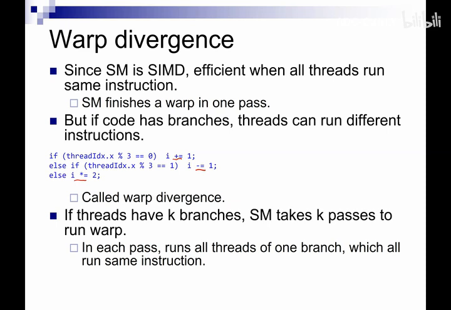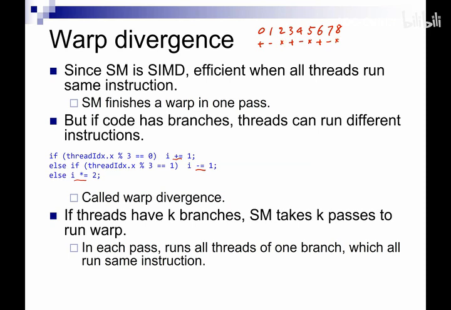So in fact, if your threads within the warp have k branches, so if they're doing k different things, then the SM can take k passes to run the entire warp. Because in each pass, it's going to do only the operations from one branch. So for example, say we have threads 0, 1, 2, 3, 4, 5, 6, and let's do a few more, 8. These threads are doing the adds, and then these are doing the subtracts, and then these are doing the multiplies.